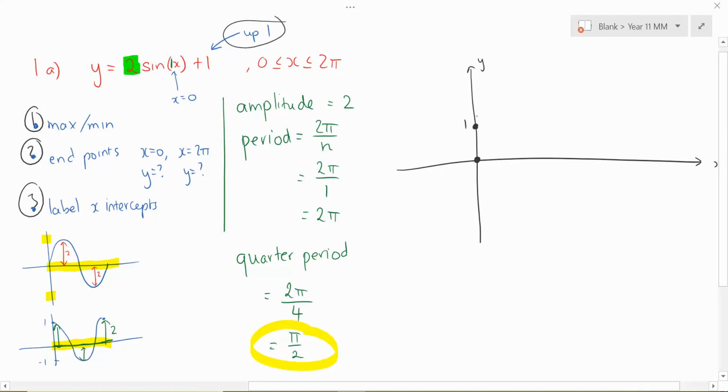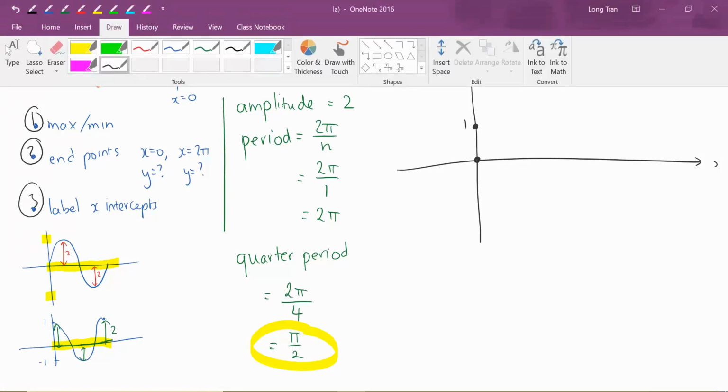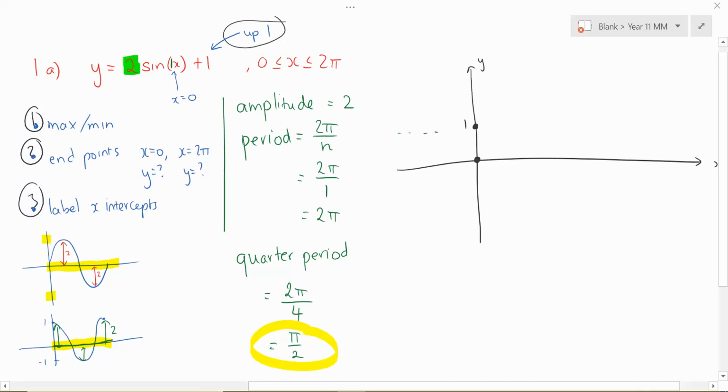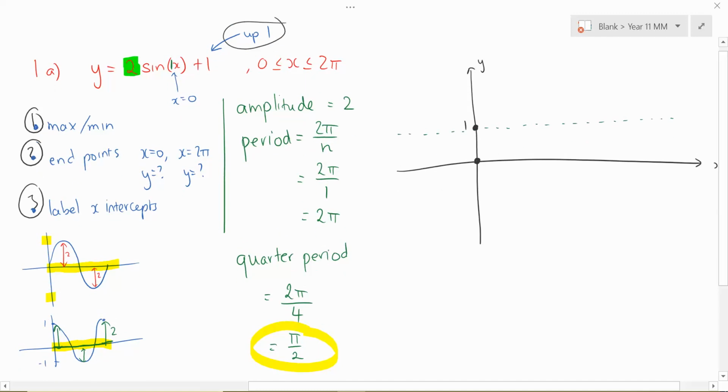It's at 1. Okay. And from there, remember, I'm just going to do some dotted lines here. If this is the new center, instead of it being on the x-axis, that's the new center. It's gone up by 1.